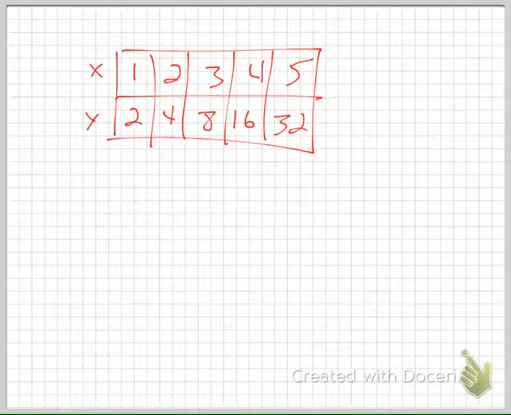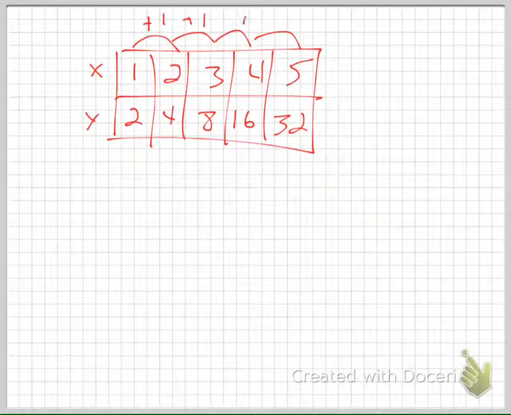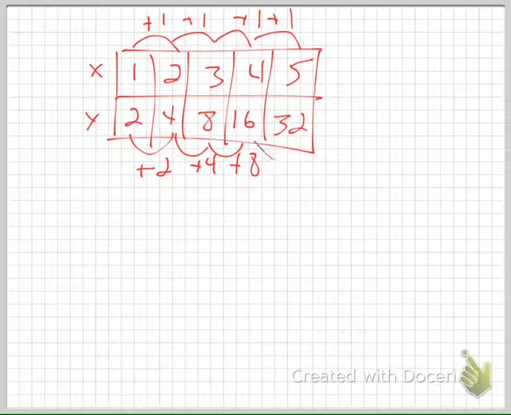Okay. It looks like it would be consistent. And it is consistent in a sense, but watch, here's the deal. What's going on here with the x's each time? +1, +1, +1, +1. What's going on here? This is +2. Oh, this is +4. Oh, this is +8. Oh, this is +16. Is this a line? No, this is not a line at all.